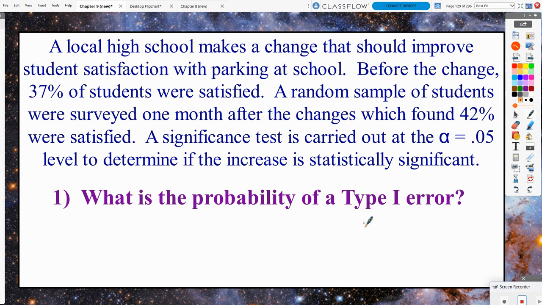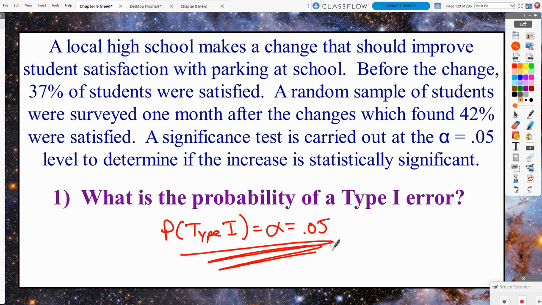So number one, what is the probability that we make a type 1 error? Well, the probability of a type 1 error was just the alpha level, which was given to us as 5%. Type 1 error is always going to be super easy to calculate because you have to have an alpha level to consider to do your hypothesis test with.